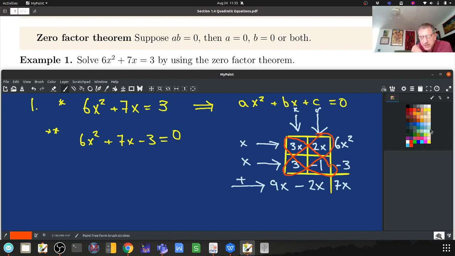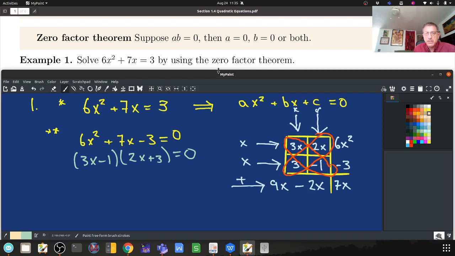So my factorization is 3x minus 1 times 2x plus 3, and that's equal to 0. Now I'm ready to use the zero product factor. This is going to be the only time I factor that way.